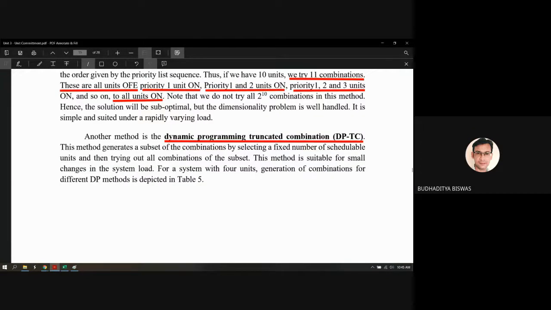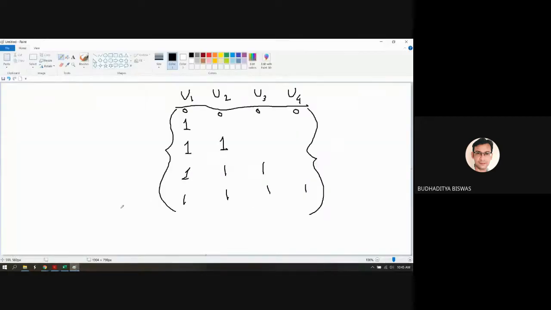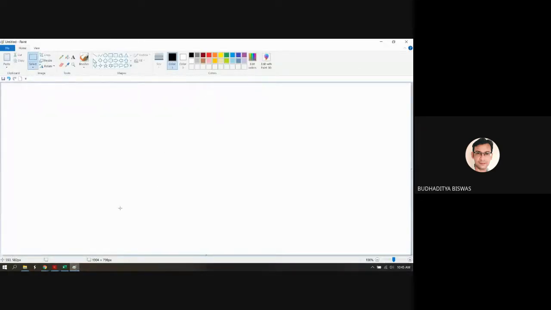Come to this one. This is called the dynamic programming truncated combination. Here we use this one when the load demand is varying within a small range. Now let's see what is the difference between these two things. Suppose we have 4 units, unit 1, unit 2, unit 3, unit 4.